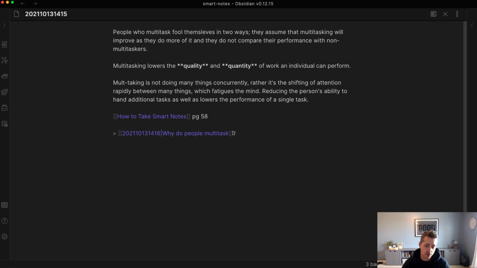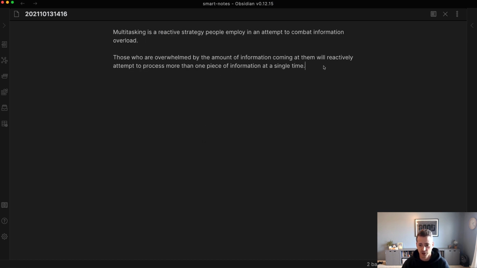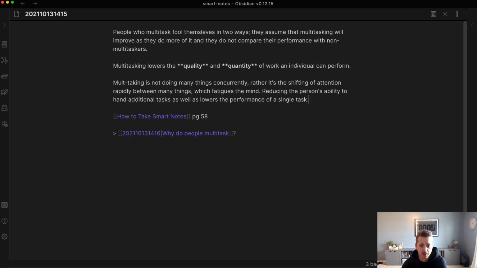So I was like, why do people multitask if it's not a good idea? And he goes on to say that, but it reminded me of another piece of literature that I read on information overload. And it turns out that multitasking is a reactive strategy that people employ to combat information overload. And so information overload is one reason why people might multitask.